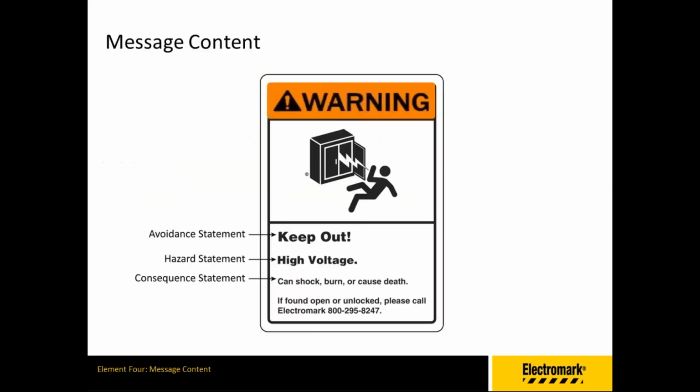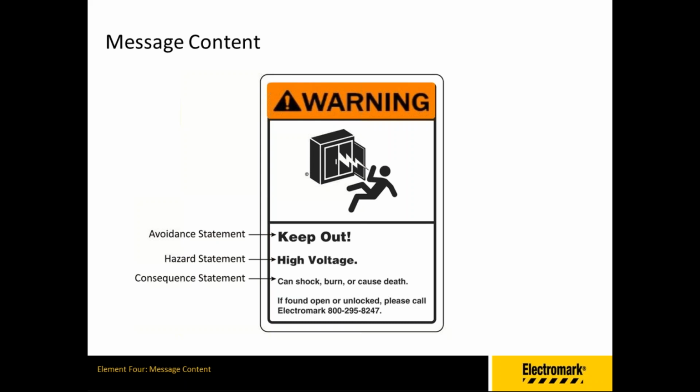The next design element is message content. The standard suggests breaking the word message into three components. The first is an avoidance action. The example here would be keep out. The next is a hazard description. What is the hazard? In this example, it's high voltage. And then finally, a consequence statement. In this example, can shock, burn, or cause death. So what is going to be the consequence if the reader comes in contact with that hazard?